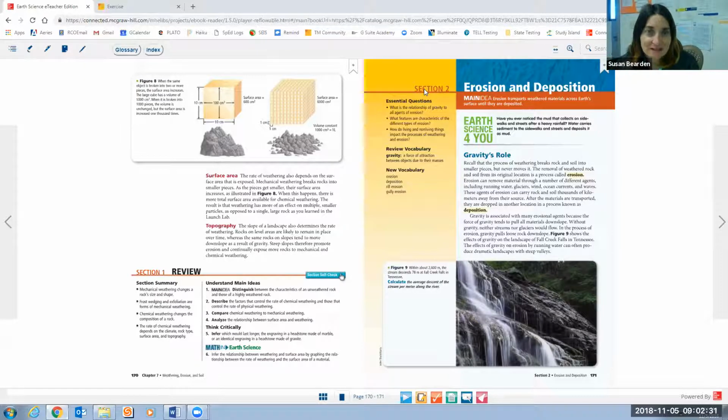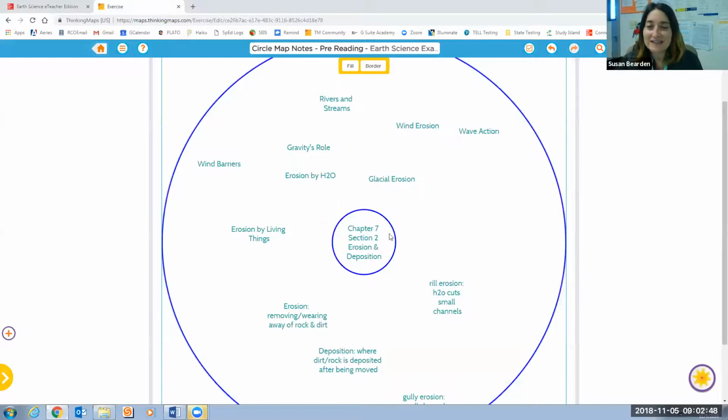So if we are using a circle map to skim and help us build some context, the first thing we've got to do is label our map. Oh, brilliant, right? Okay, so in the center of our circle map, we're going to put the chapter, section, and section title. If you look over here at my map, you can see in the center I put chapter 7, section 2, and I copied the title of the section, Erosion and Deposition. All right, now that I've got that, I'm ready to get started.